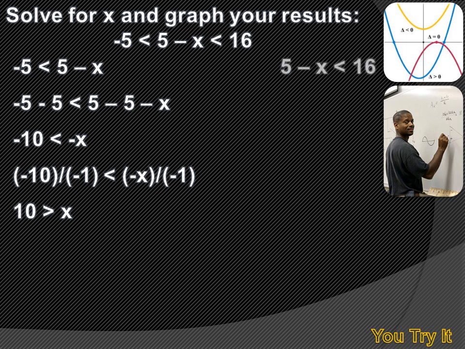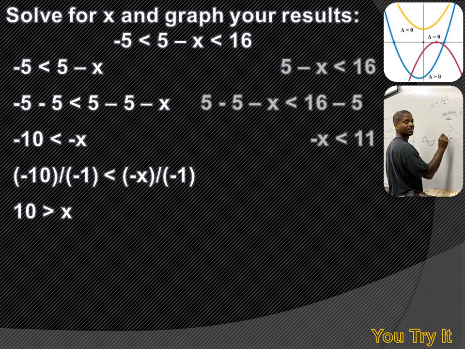How about the other side? The other side of the inequality read 5 minus x was less than 16. Again, I need to get rid of that 5 that's on the side of the inequality that x is on, so I'm going to subtract 5 from both sides of the inequality. When I simplify that, I get minus x is less than 11.